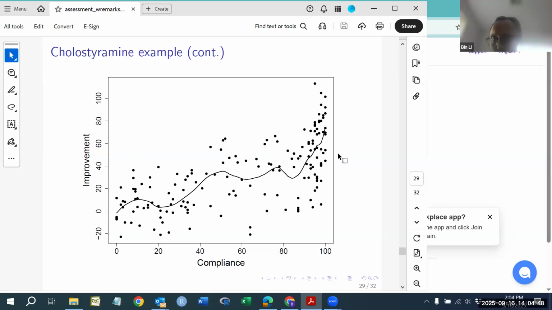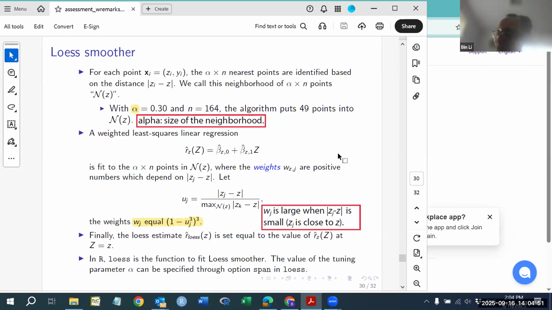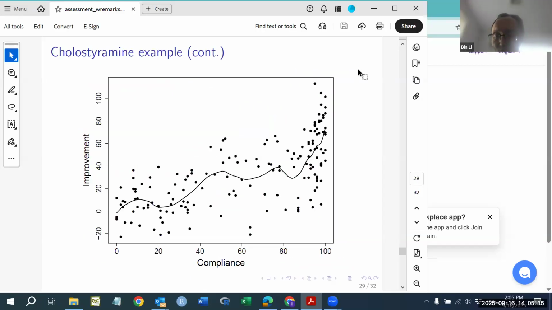Anyway, the smoother I used is called the loess smoother, which is one of the most popular nonlinear smoothers. It is based on fitting regressions locally, so we do weighted, locally fitted linear regressions. What does that mean? Suppose we want to estimate the improvement when the compliance is 50.